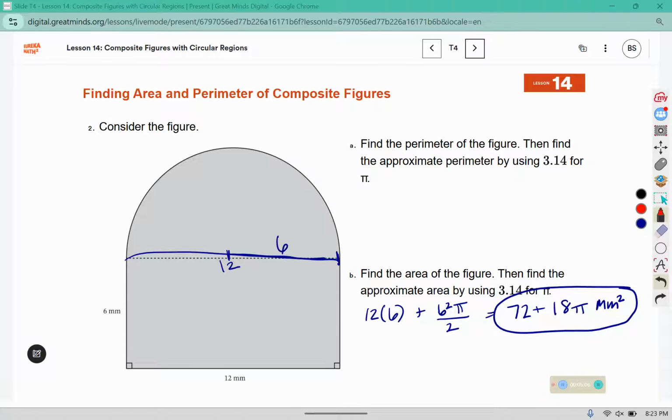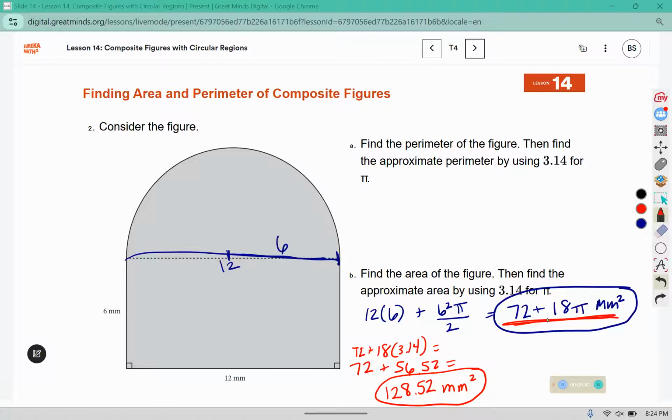But then if we wanted to approximate, we would multiply 18 by 3.14, which is 56.52. Add the 72 from the rectangle, and that is 128.52 millimeters squared. So the area and then the approximate area.